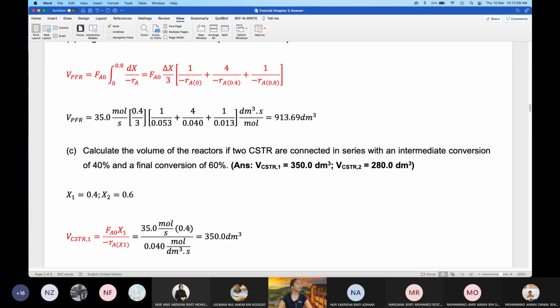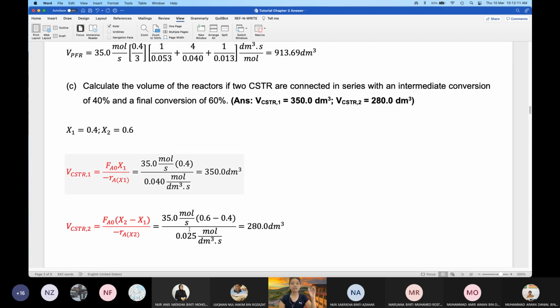Okay, so you have to remember, for two reactors in series, we have to find two reactor volumes. So we find for the first reactor, volume CSTR1 equals to, if you remember, for the first reactor the formula is similar to a single reactor. The only difference is it becomes FA0 X1. You have to write X1, you cannot write X, because in this question there are two X's, X1 and X2. So you have to specify that for the first reactor, it is X1. Divided by minus RA at your X1.